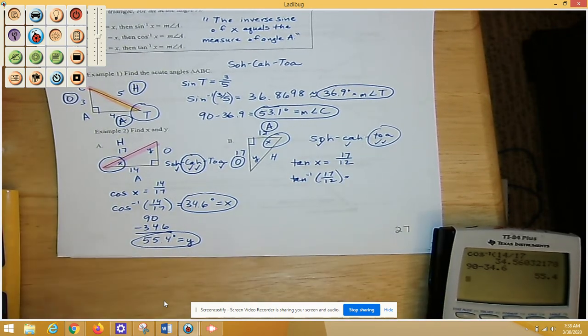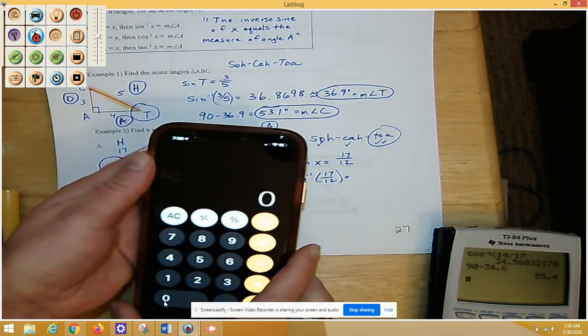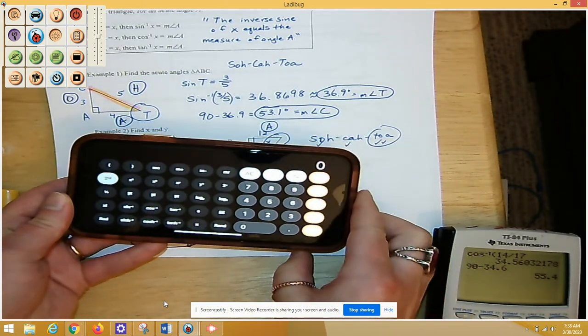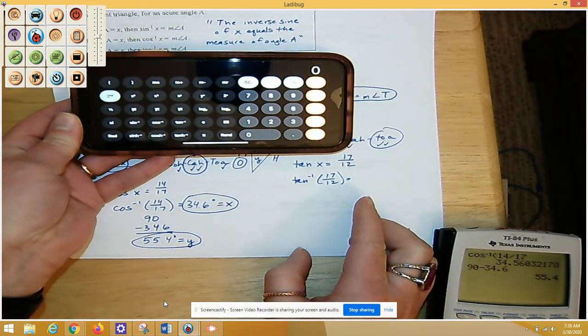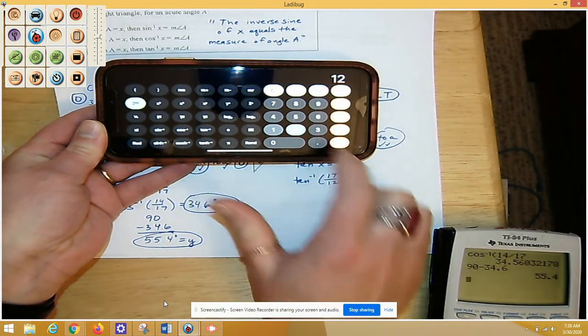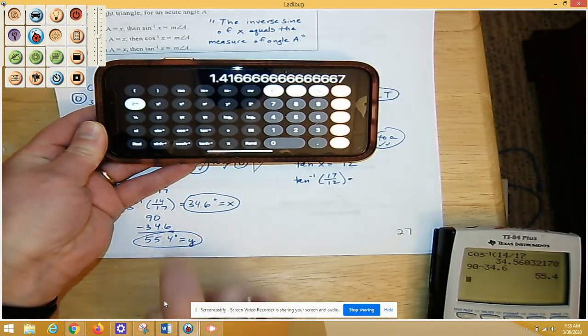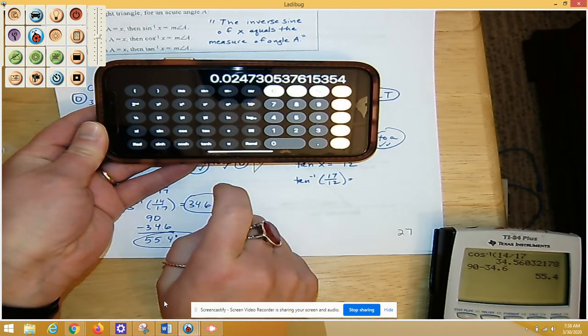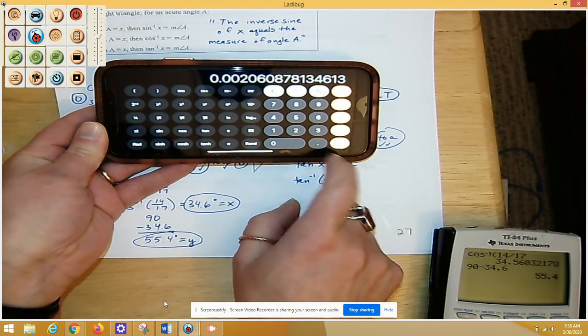And this time I'm going to show you how to do this on your phone. So if you have a typical smartphone, remember you want to turn it so you're in the other calculator menu. And this is a little tricky. So you're going to do 17 divided by 12, hit enter, and then you're going to do the second button here. And now I'm going to do tangent. And I did something wrong. Okay, so let's try that again.